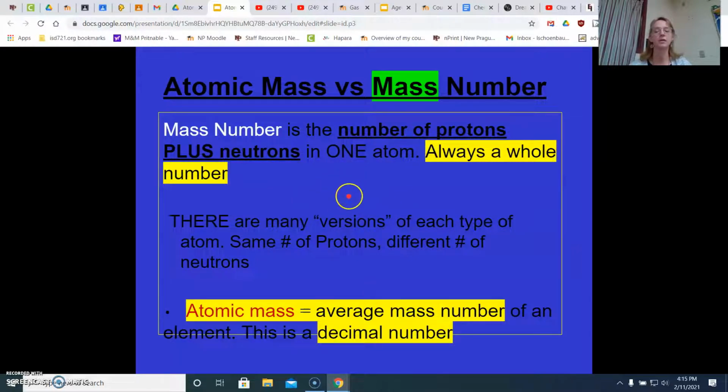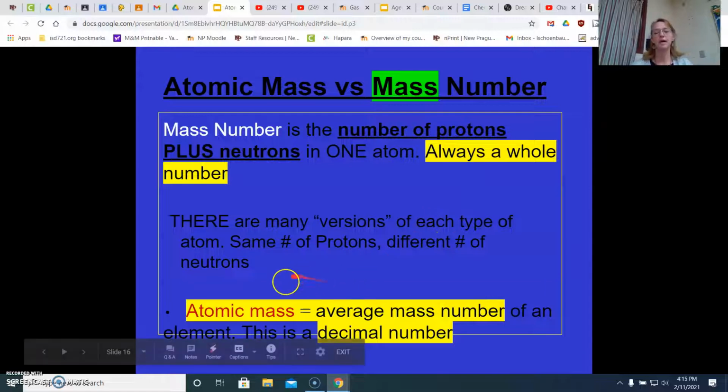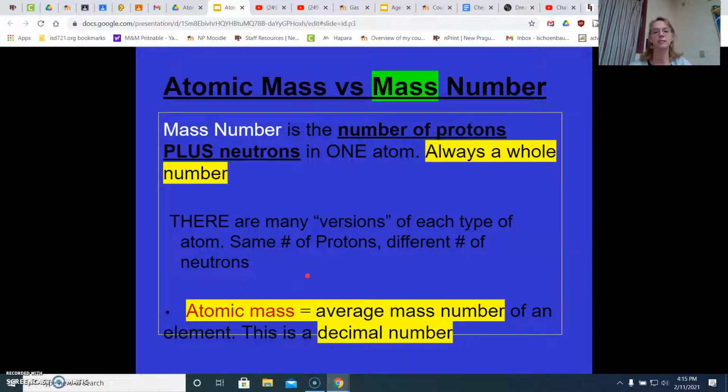So one type of carbon might have 6 neutrons. Another carbon might have 7 neutrons. Another carbon might have 8 neutrons. So it's still carbon because protons stay the same, but a different number of neutrons gives it a different mass number. So the atomic mass is on the periodic table.